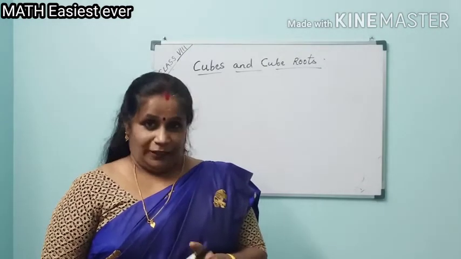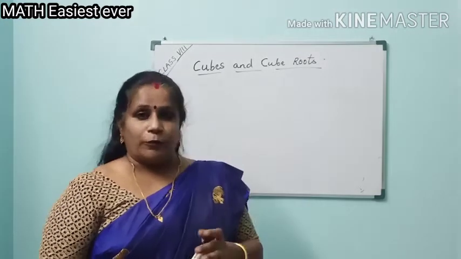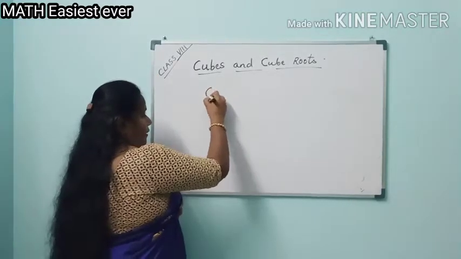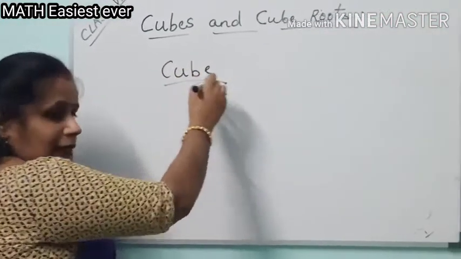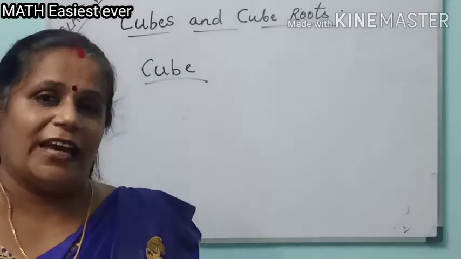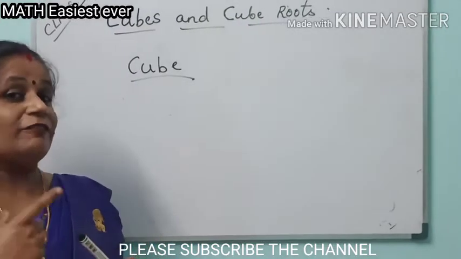Okay, having that idea, now we'll go for the next lesson, cubes and cube roots. Finding the cube of a number. What do you mean when I say cube? Cube means multiplying a number by itself 3 times.